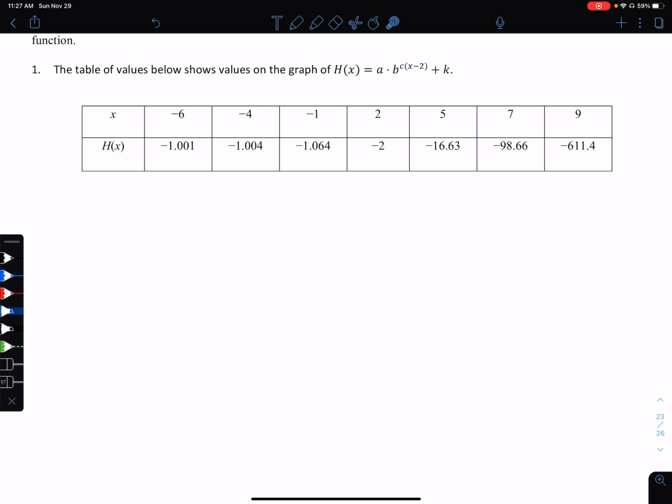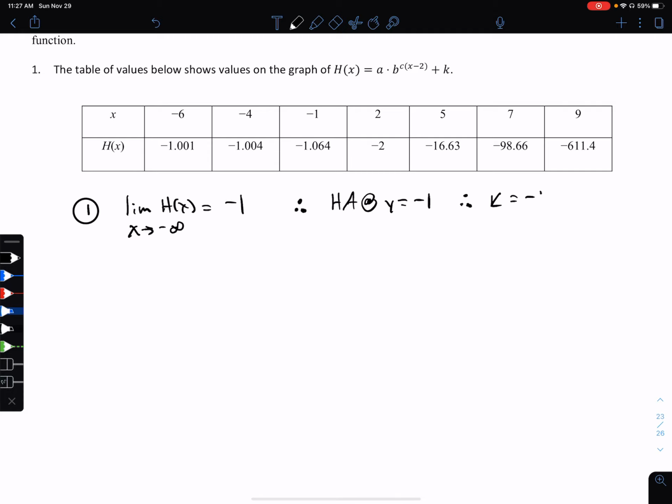Let's check out the left and right end behaviors. As this moves to the left, it looks like these y values are getting closer and closer to -1. So I'm going to state that the limit of h of x as x approaches -infinity is -1. What conclusion can we draw from that? That there is a horizontal asymptote at y equals -1. That k is equal to -1. That's the constant.